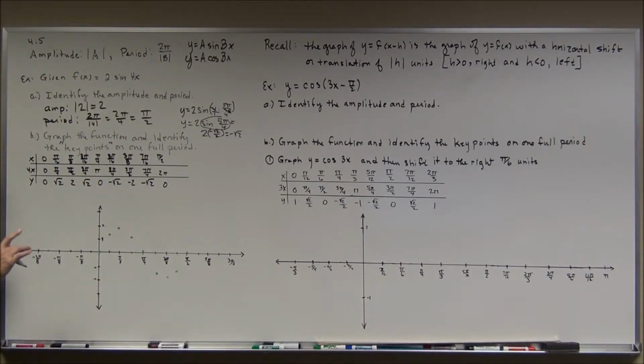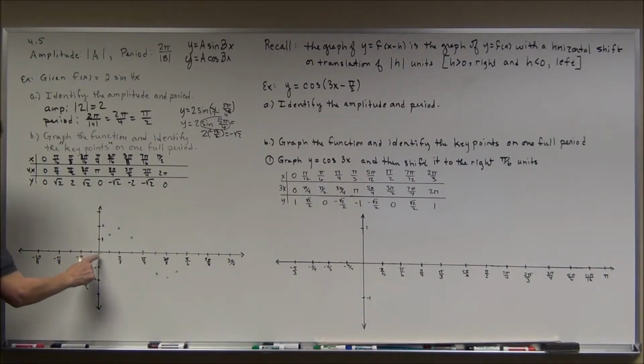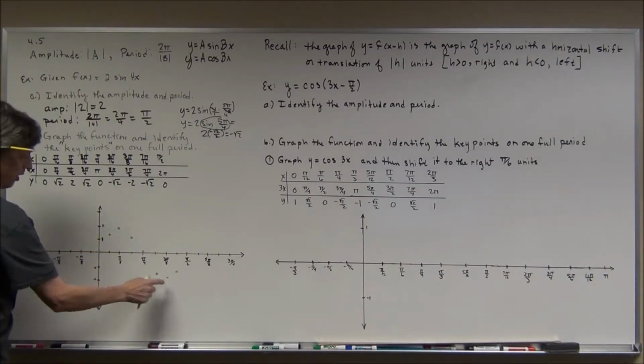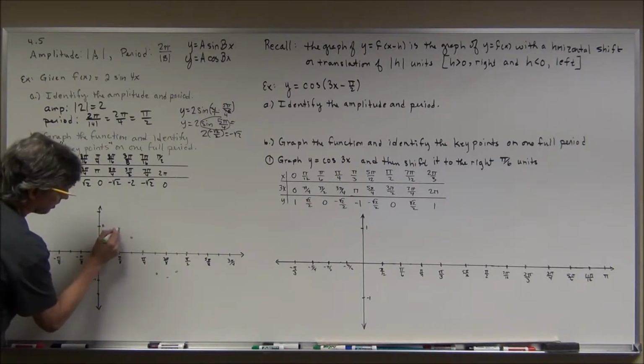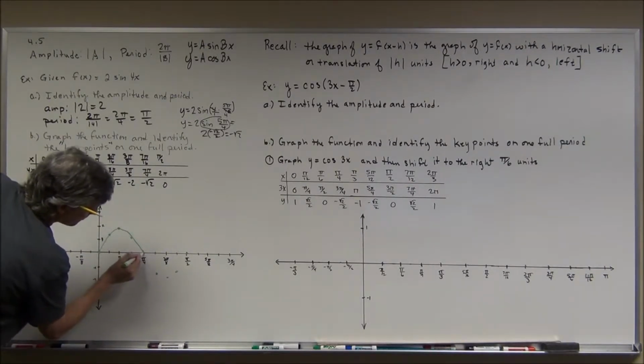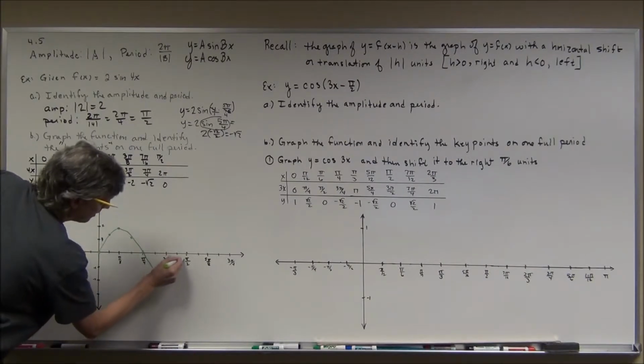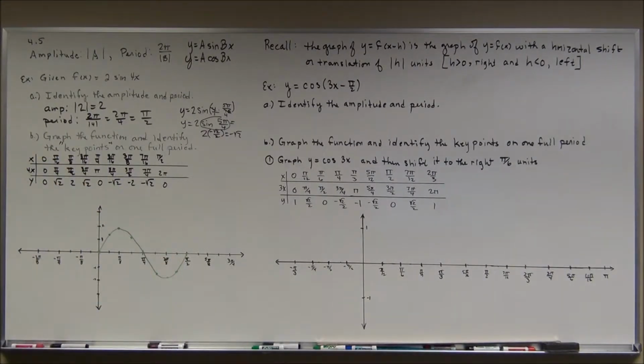Now I don't think I have to have every one of these key points. I think I can get away with just knowing my intercepts here, my x-intercepts, and my highs and my lows. But I'll go ahead and I'll try to sketch a smooth curve out of this. And there is one complete period of this graph.